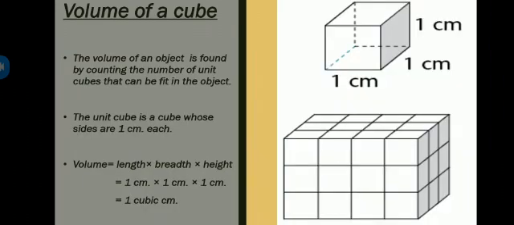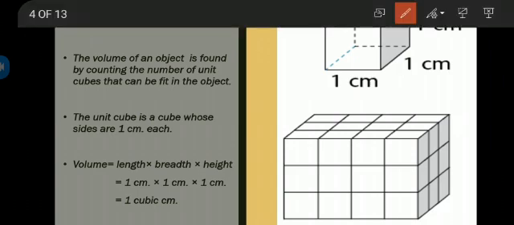So students, how to find the volume of a cube? The volume of an object is found by counting the number of unit cubes that can fit in the object. So what is a unit cube? A unit cube is a cube whose sides are 1 centimeter each.